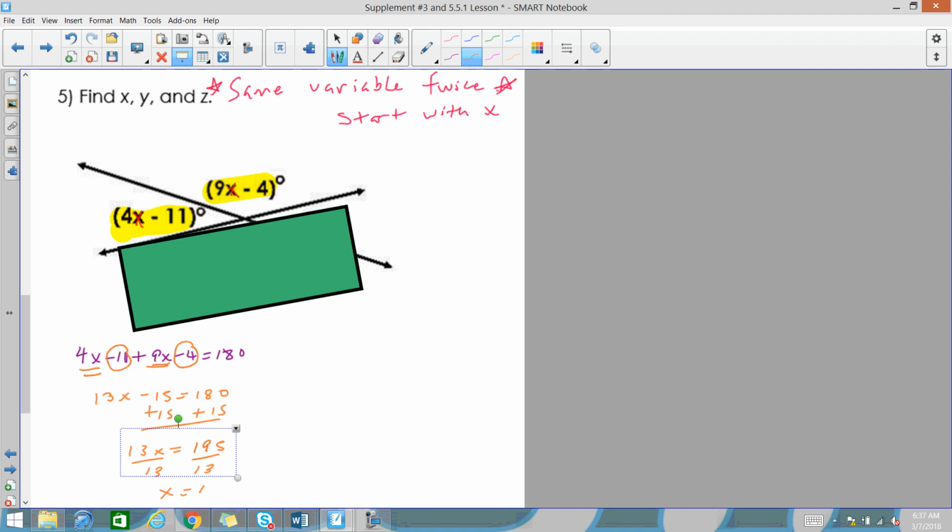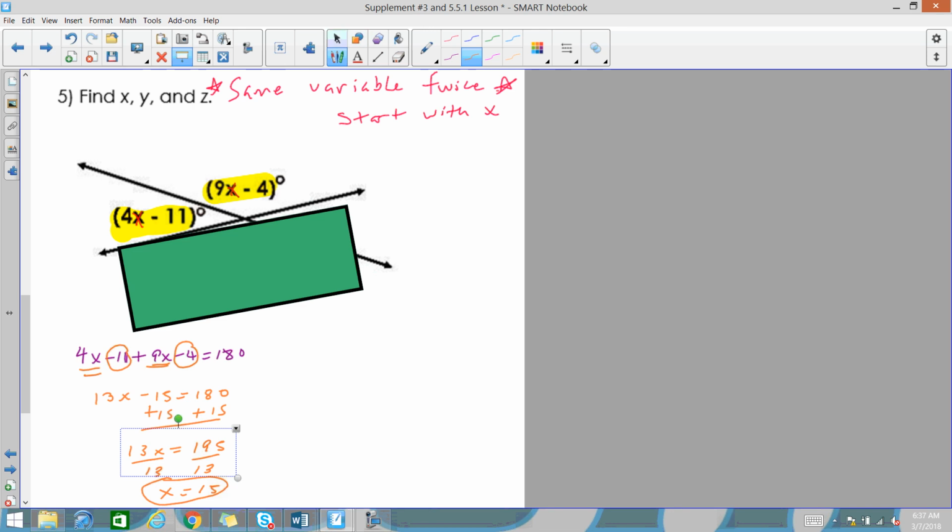is it 15? I think it's 15. Oh, let me check my calculator. I always ask you kids. All right, so it's 15. Awesome. So, boom, there's our answer for x. So we solve for the value of x.